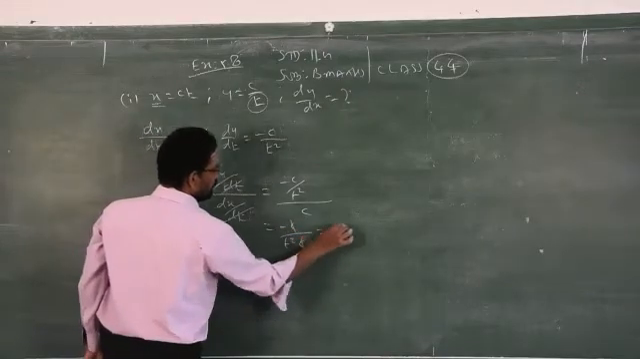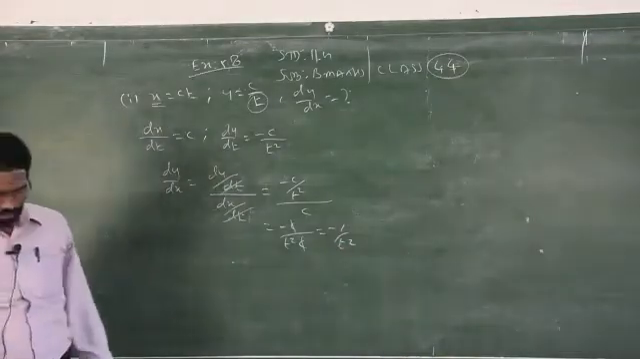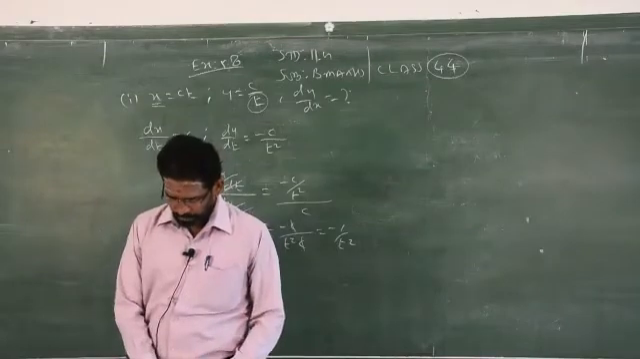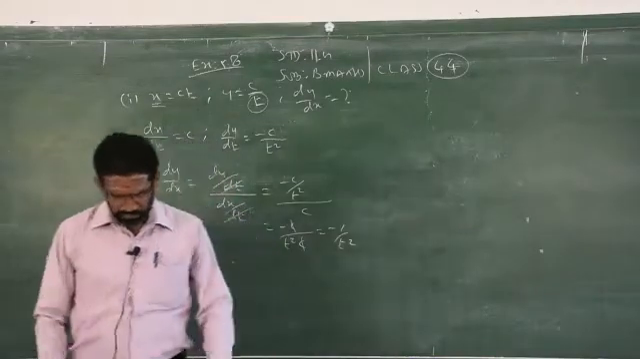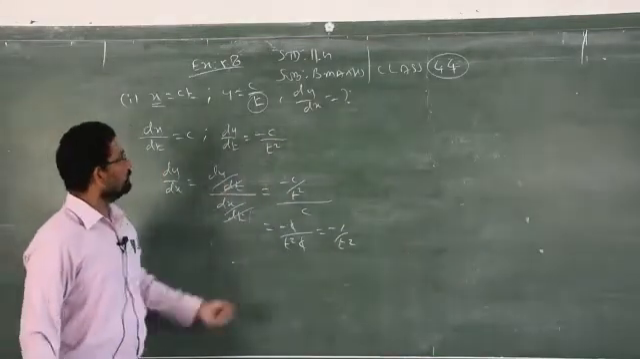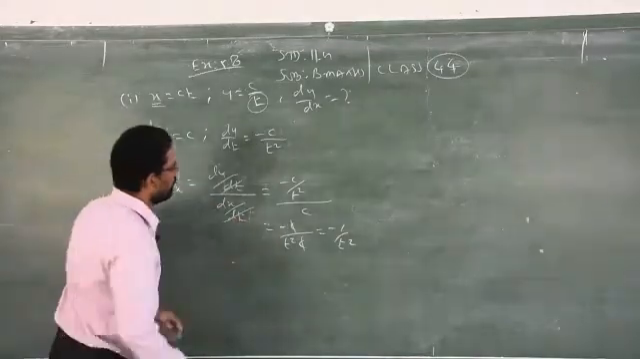C gets cancelled, you will get minus 1 by t square. So this is the required answer for dy by dx. Then you have to see the next one. We will check the answer. It is given only in terms of t, doesn't matter. Sometimes you may have the answer in terms of x, you have to replace t. Clear? So dy by dx is equal to minus 1 by t square.